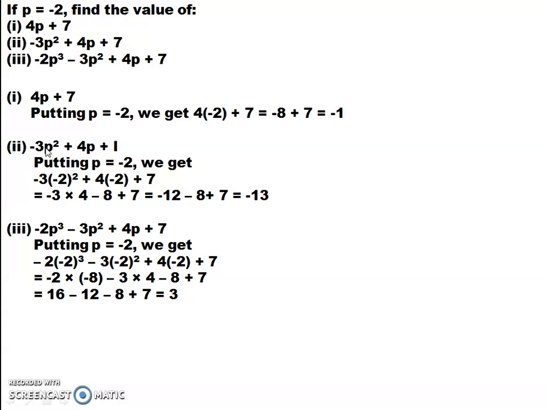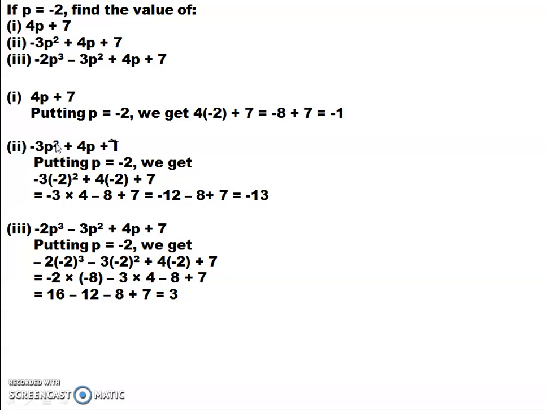Now you have negative 3p square plus 4p plus 7. Students, this is not 1, this is 7. Please take care. This is 7. Now, putting p equal to negative 2.